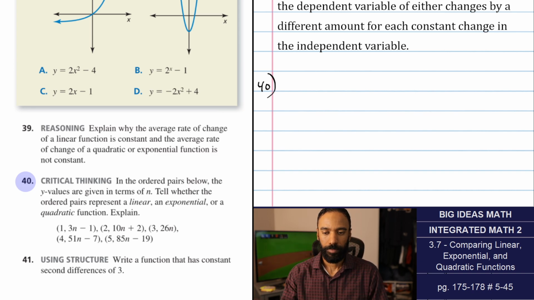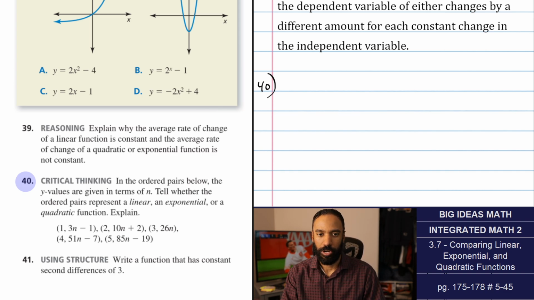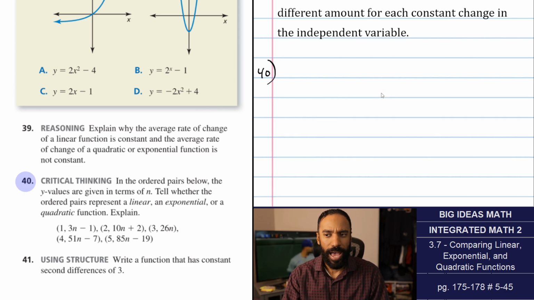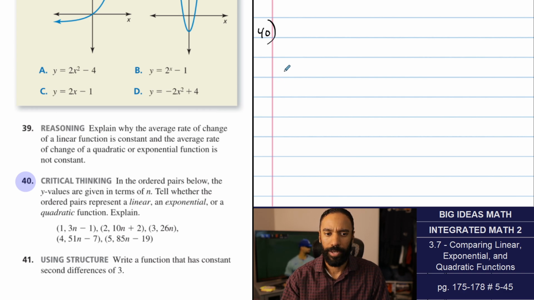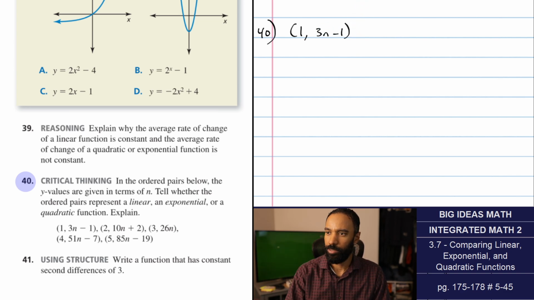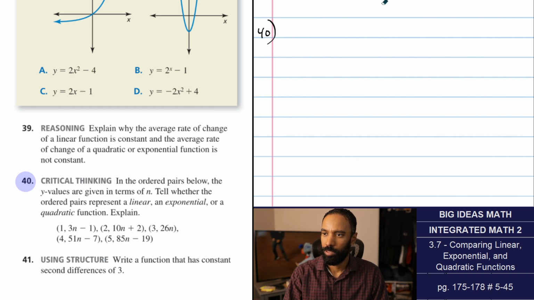Okay. In the ordered pairs below, the y values are given in terms of n. Tell whether the ordered pairs represent a linear, an exponential, or a quadratic function. Explain. So I have 1, comma 3n minus 1. Should I do like a table? Let's do it that way. I don't know if that'll help or not. I'm definitely not going to plot them. I don't know how that would work.